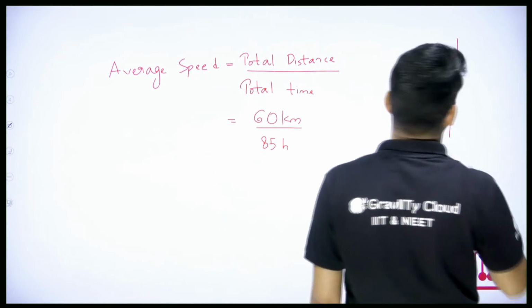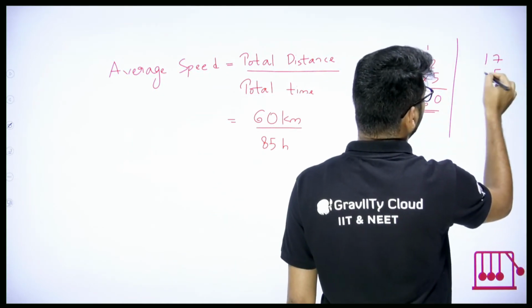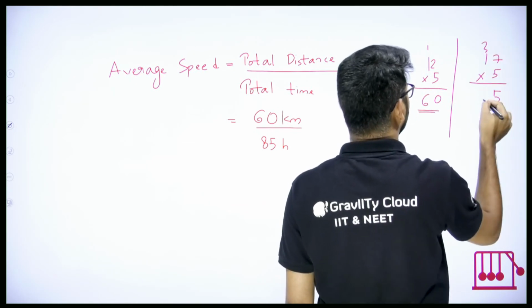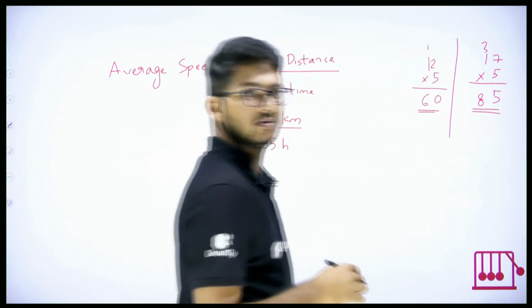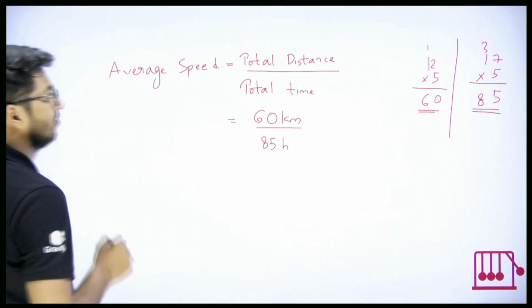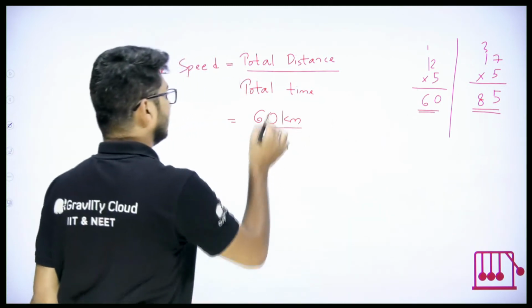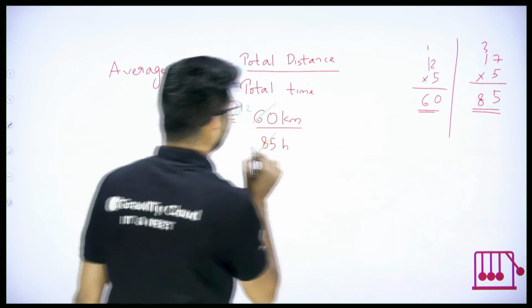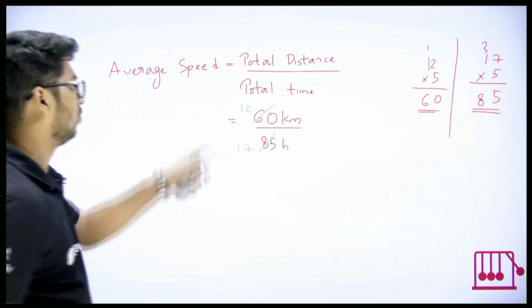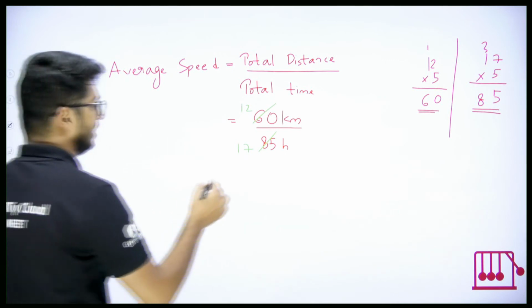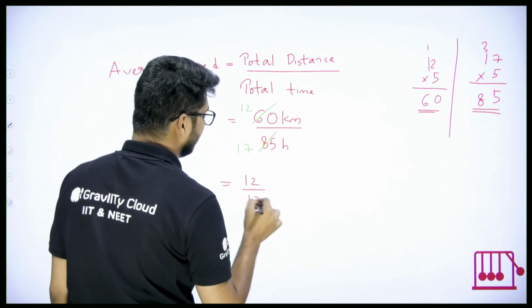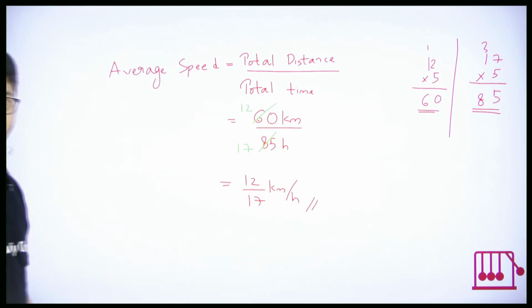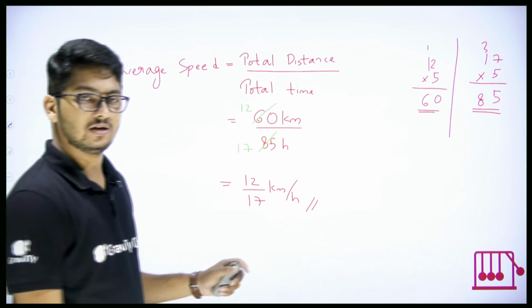Then if I look at 85, 17 into 5. What is 17 into 5? 7 fives are 35, 3 carry, 5 ones are 5, 5 plus 3, 85. That means 5 into 12 is equal to 60. So if I cancel with 5, 5 12s are 60, 5 17s are 85. So you have 12 and 17 remaining. So it is 12 by 17. Units are kilometer per hour. That is the average speed.